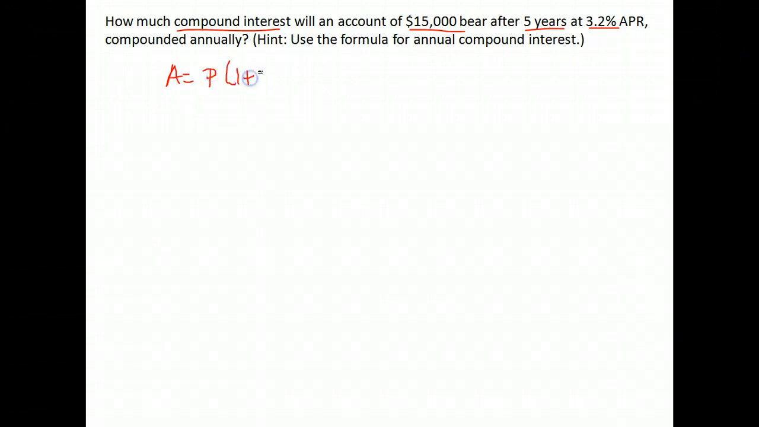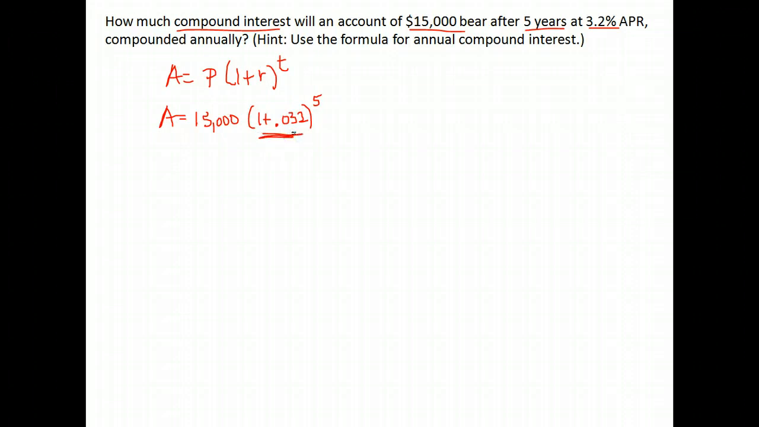So here is our formula once again. Let's put in the information we know. We don't know the final amount. We know that they invested $15,000, so that's our P. We have 1 plus our rate is 3.2, so we have 0.032. And the amount of time in the account is 5 years. Let's calculate this. Again, go one step at a time.